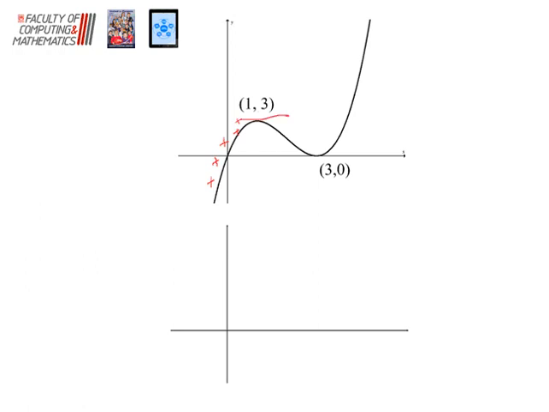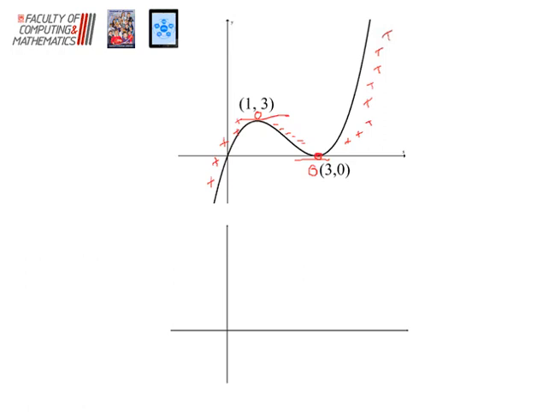At the stationary point, at 1, the gradient is 0. Then it goes down. At this stationary point here, it's also 0. And then it's increasing, so it's positive along there.